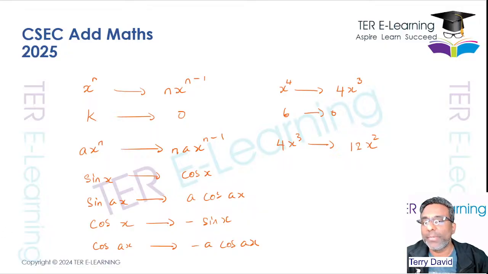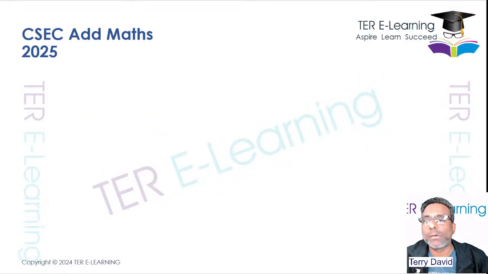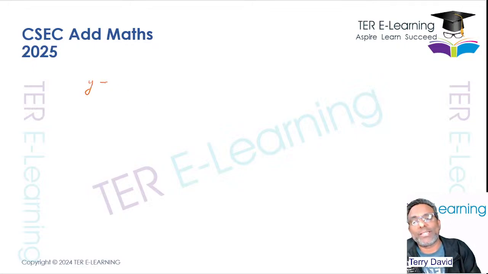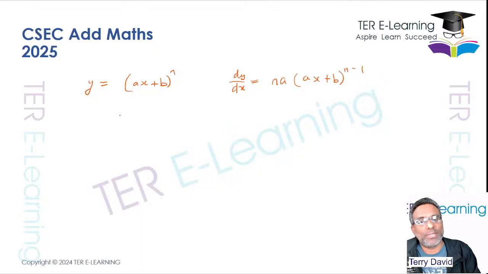Let me just get a blank sheet here. Also, we need to know that if we have y is equal to (ax plus b) to the power n, and I wanted to find dy over dx, then differentiating gives n multiplied by (ax plus b) to the power n minus 1. Now here's the problem. CXC will bring this question in a way that will confuse some students. Let's say I have (4x plus 1) cubed and I wanted to differentiate this.